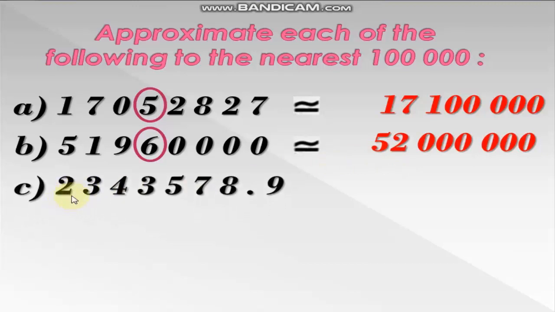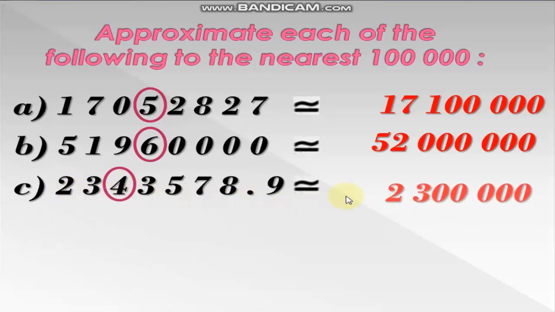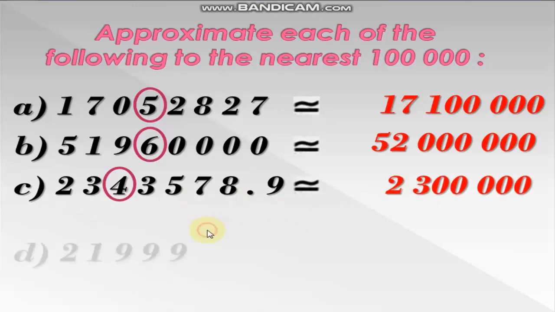Letter C. Where is the 100,000? Units, tens, hundreds, thousand, 10,000 and 100,000. The 100,000 is number 3. Look at the 10,000. Number 4. 4 is less than 5. So we replace all the digits and remove the decimal part and keep the other numbers with their value. So it became 2,300,000.